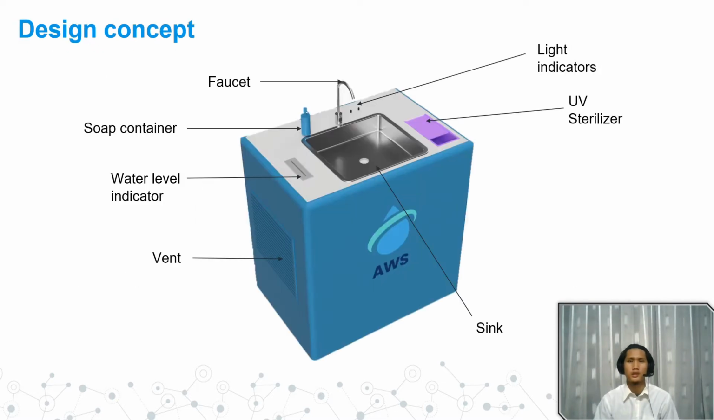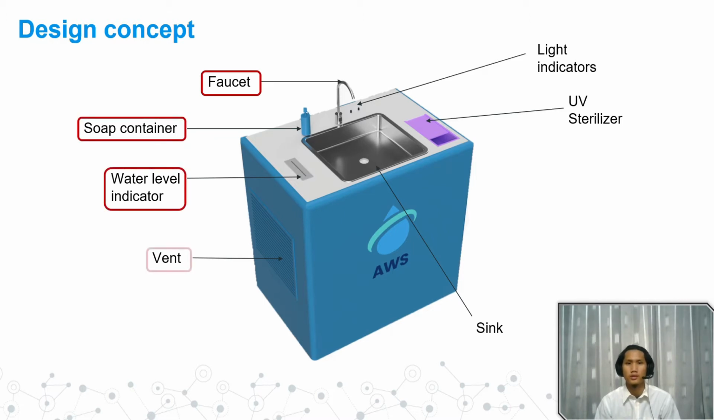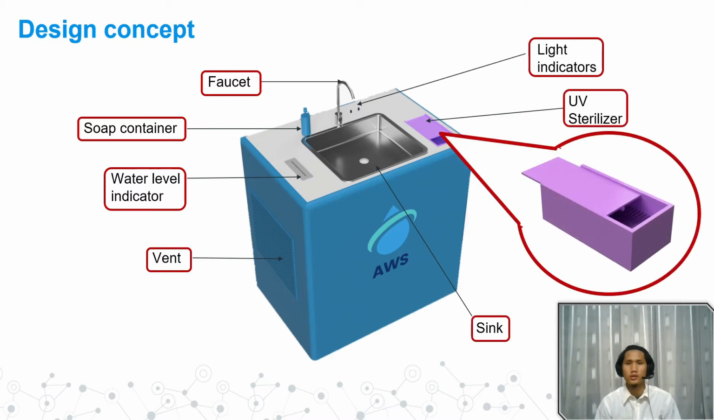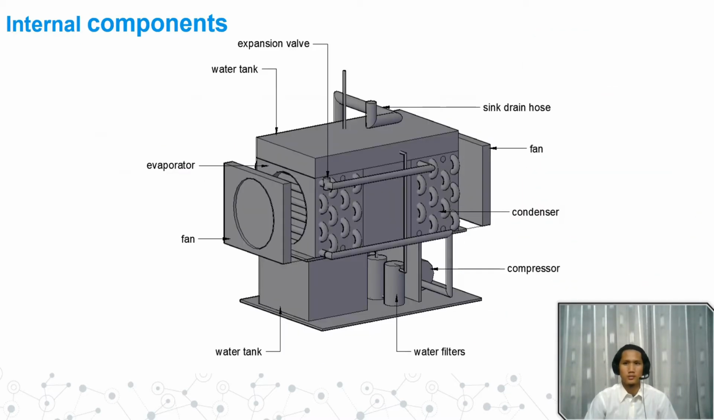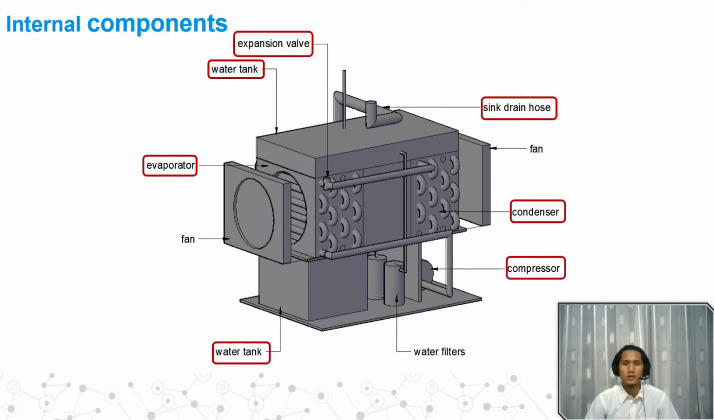So this is the final design for the atmospheric water sink. It has a faucet which will work with a sensor, a sub-container, a water level indicator, a vent on each side, 2 light indicators, a sink, and a UV sterilizer which uses UVC light. On the inside of the atmospheric water sink, we have 2 water tanks with a capacity of 40 liters, a sink drain hose, evaporator, expansion valve, condenser and compressor which will function as the refrigeration system, a water filter, a water pump, and a fan on each side at the condenser and evaporator.